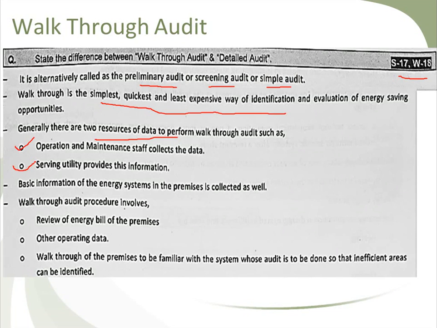All this information is provided by the serving utility, and the operation and maintenance staff collects this data. Means what? How many fans and tubes are there, how many projectors are there, how many lab equipments are there in a lab. This data is written in a book, and this book is submitted to the energy auditor, and then the energy auditor will perform a preliminary audit. It is not a main audit, it is a preliminary audit, it is a screening audit.